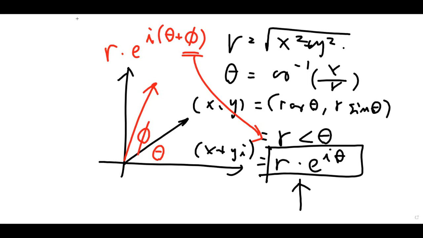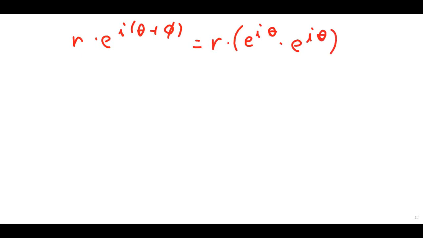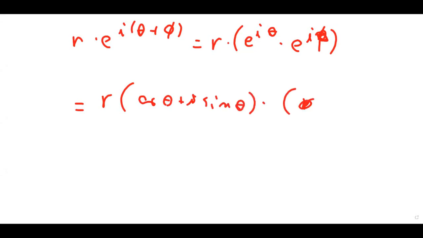Let's continue to derive these equations. So you have r e^(i(theta plus phi)). This would be equal to r times e^(i theta) times e^(i phi). And these two things are equal to r times (cosine theta plus i sine theta) times (cosine phi plus i sine phi).